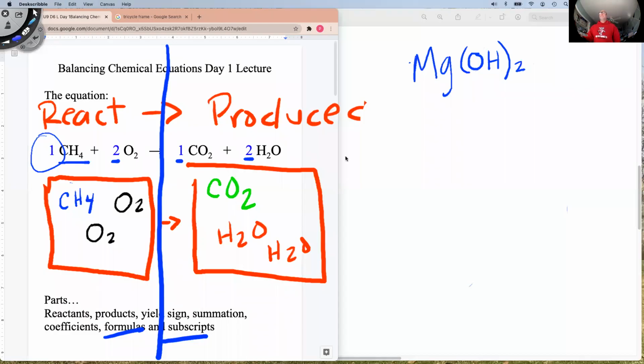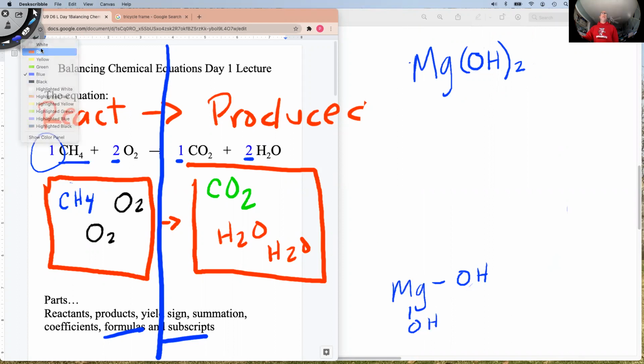So we've talked about this before, but I'm going to review it because I understand that some people struggle on it. If we have the molecule MgOH2, or magnesium hydroxide, that means we have one magnesium attached to two hydroxides, okay? So you'd end up with two hydrogens and two oxygens attached to this magnesium. If we take a coefficient and we put a 3 in front of it, we're basically saying we're going to take 3 of those molecules.